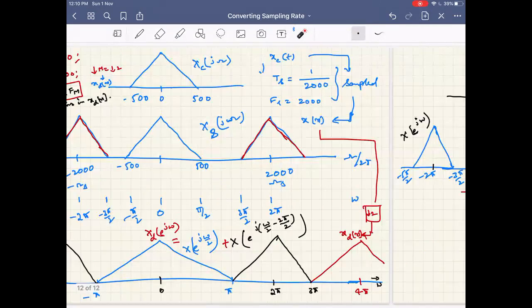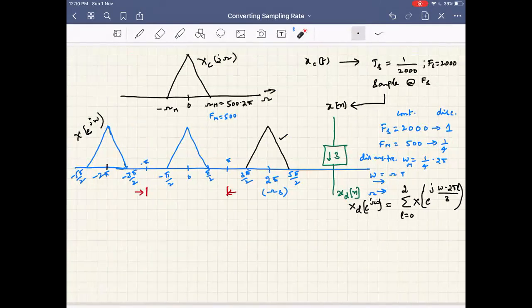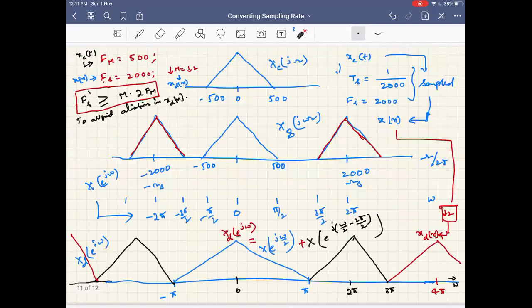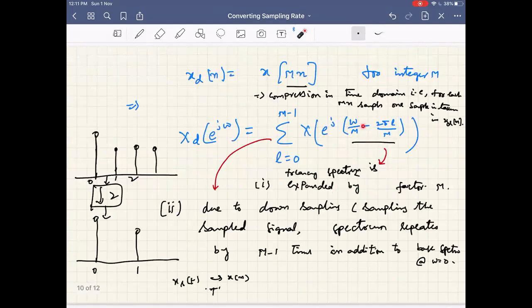So this corresponds to the discrete time Fourier transform. Thus, you can see the spectrum of the discrete time Fourier transform of x[n], that is X of e power j omega here. So now, if we want to downsample by 3 times, what should we do? We will write Xd of e power j omega as the summation over L from 0 to 2 of X of e power j omega minus 2 pi L by M. This comes from the expression that we derived in the previous class.